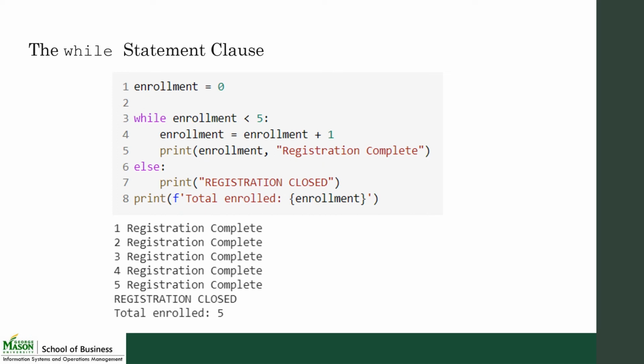The program does not go to line 6 yet, but instead it will go back to line 3 and go through another iteration. At this point, enrollment contains the value 1 since this value was added to enrollment. The iterator jumps back to line 3 to check the condition, and the cycle repeats until 5 enrollments occur. This is when the else clause is executed that outputs registration closed, along with the total enrolled.